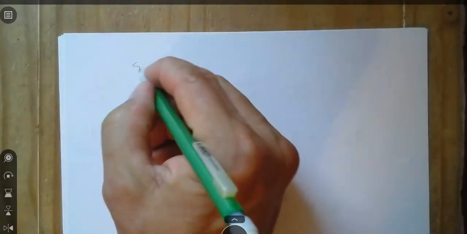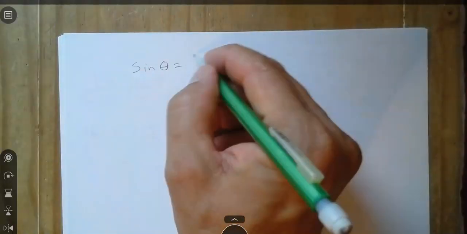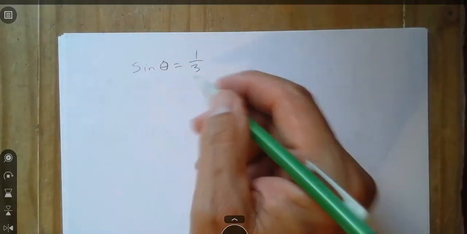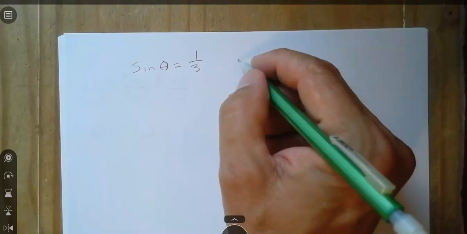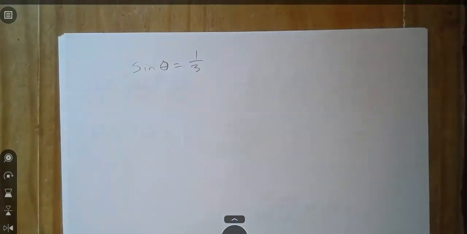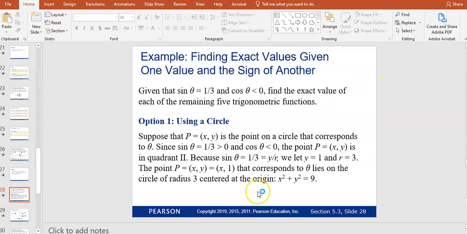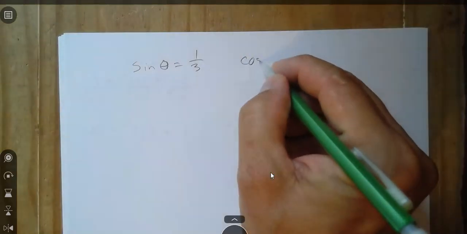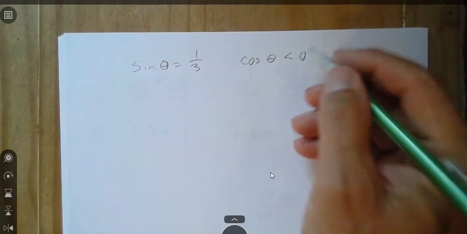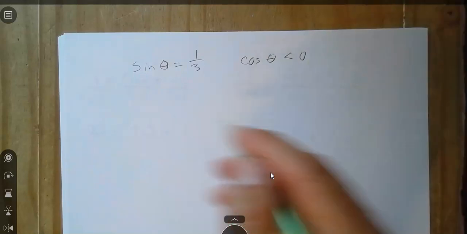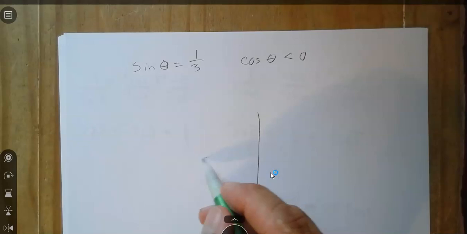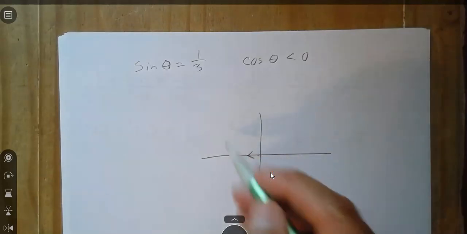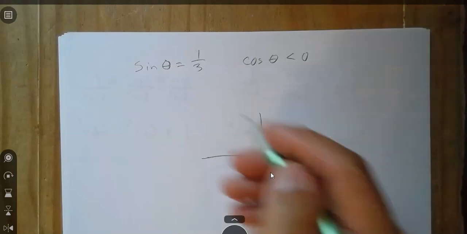It says sine theta equals 1/3. That's not on my unit circle, so I'm going to have to create another triangle with that. I'll show you. And cosine theta is less than 0. Cosine is my x, so if I think of my x and y, x is negative, so I'm going to be over here in either quadrant 2 or 3.